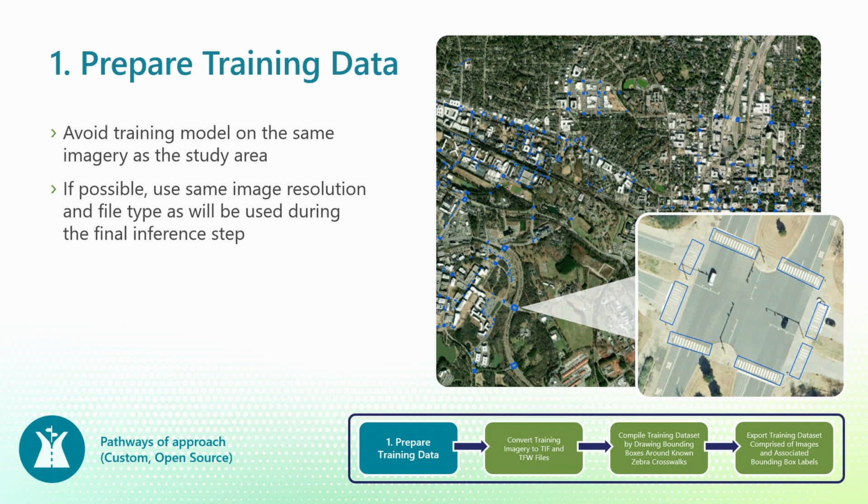And I have a few tips up on the slide here for creating your training data that Ian alluded to earlier. So you should avoid training your model on the same imagery as the study area where you actually want to run your detection. And that is just to keep your model honest and make sure that your model is actually detecting things rather than regurgitating whatever it was trained on. And then also, if possible, not necessary, but use the same or as similar as possible image resolution and file type for the best results between your training and your inference data.